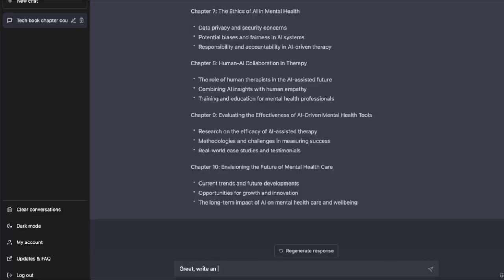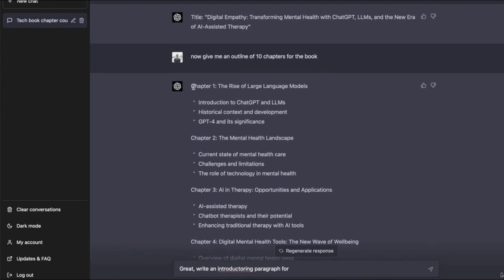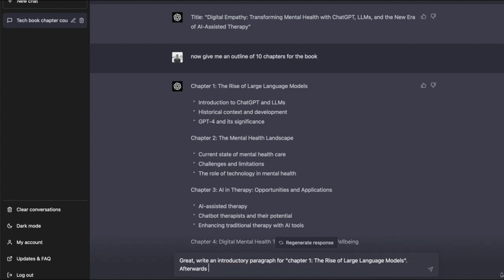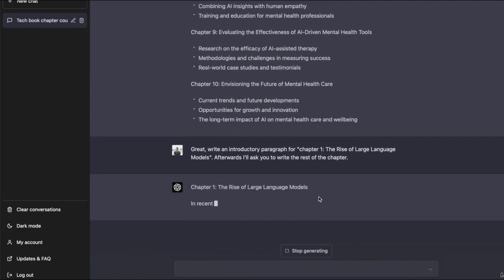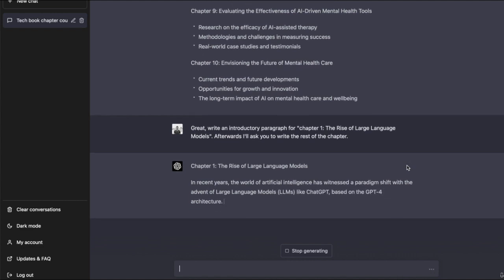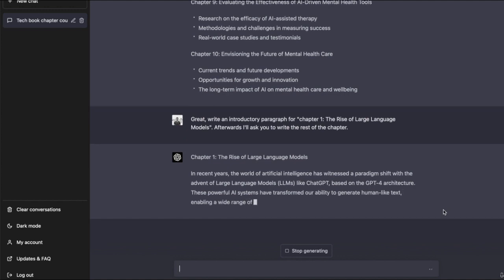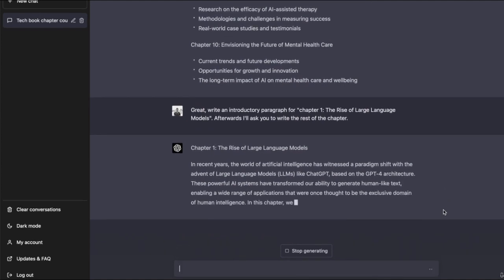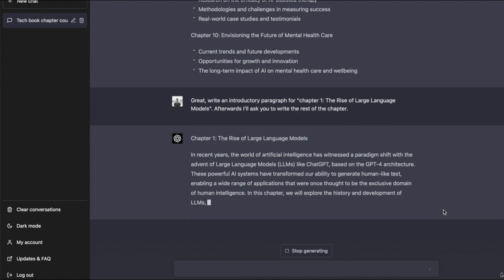Great. Write an introductory paragraph for chapter 1. Perfect. Afterwards, I'll ask you to write the rest of the chapter. So I just wanted to give you the paragraph, not the whole thing. So I say afterwards, I'll do that. So let's see if it understands what I'm trying to get it to do. And as it's writing this, I'm going to read it and correct it and make sure that everything is okay. Of course, normally you wouldn't just copy paste everything. You would actually co-create this.